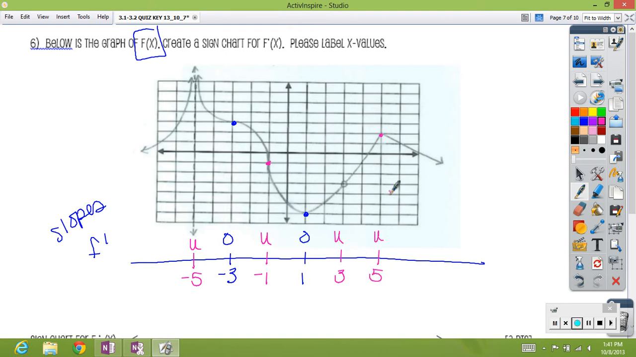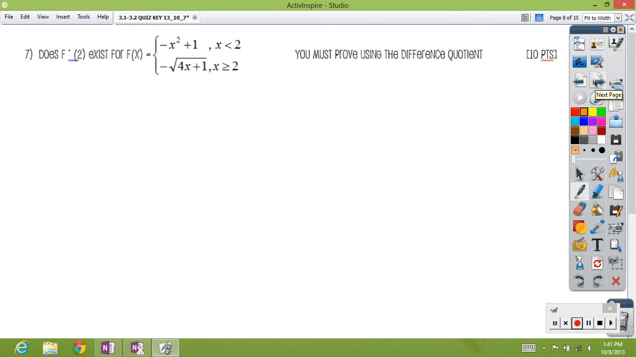Alright, so next piece is, when are my slopes positive? My slopes are positive when the graph goes up or increases. So increases here, decreases, decreases, decreases, increases, increases, decreases. And it keeps on decreasing. Number 7, I want to show if f prime of 2 exists. So let's start with the definition of continuity.